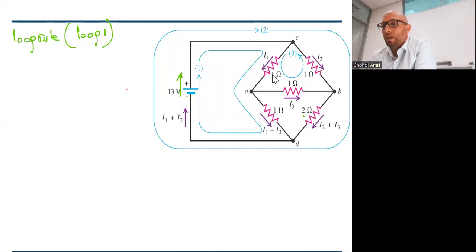Then let's go. We have a 1 ohm resistor and the current is going down, so the potential difference will be up, and it will be 1 multiplied by I1, the current multiplied by the resistance. Let's continue. Here we have I1 minus I3 and the resistance is 1, so the potential difference will be opposite to the current, and we're going to write 1 multiplied by I1 minus I3. Here we don't have anything. Let's continue. The potential difference across this will be opposite to the current, and it will be 2 multiplied by I2 plus I3.